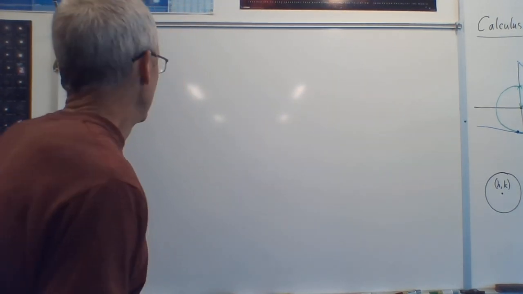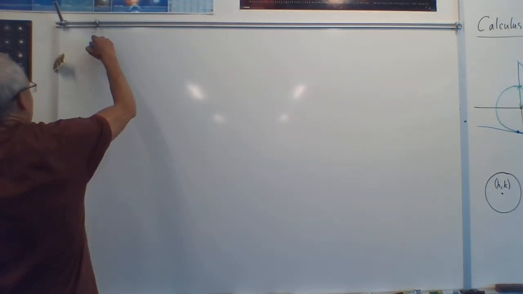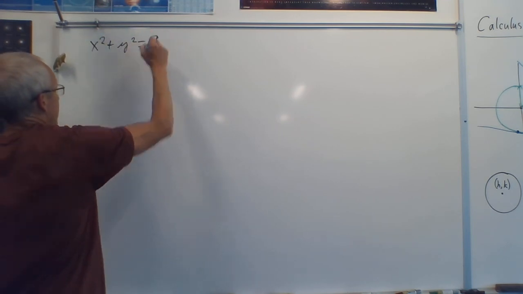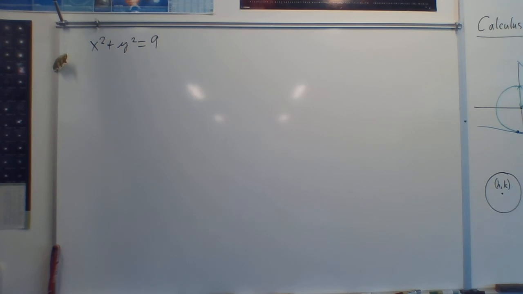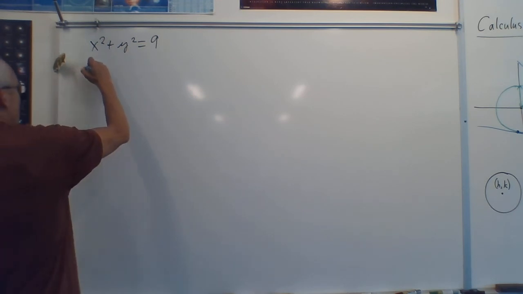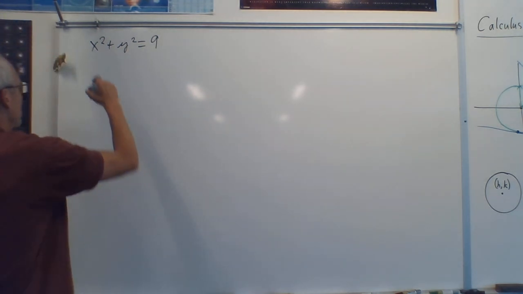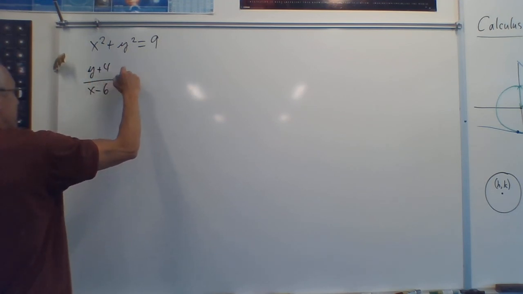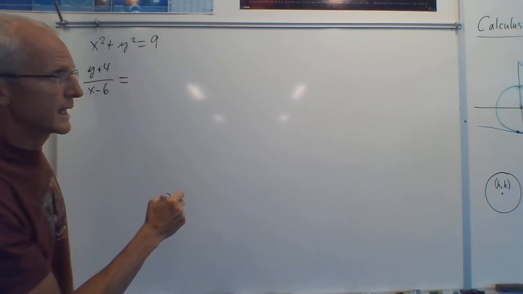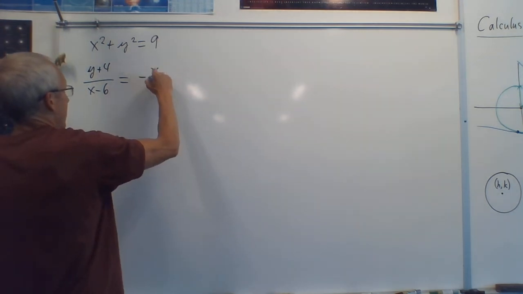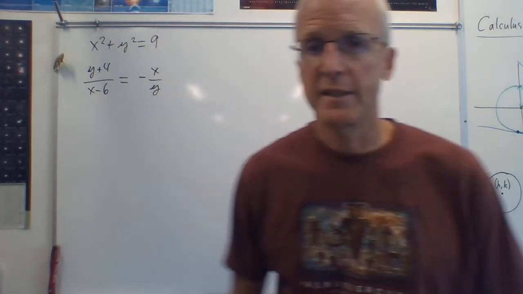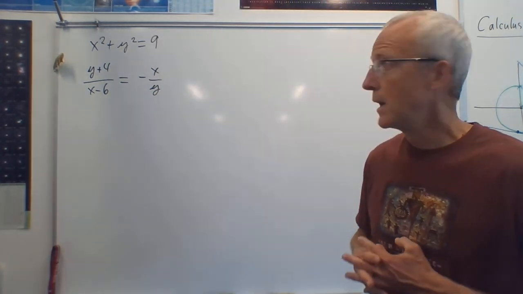Okay, so we got to solve this thing. We have x squared plus y squared equals 9, and the other equation is (y plus 4) over (x minus 6) equals negative x over y. So we have to solve these two equations and figure out what x and y are.